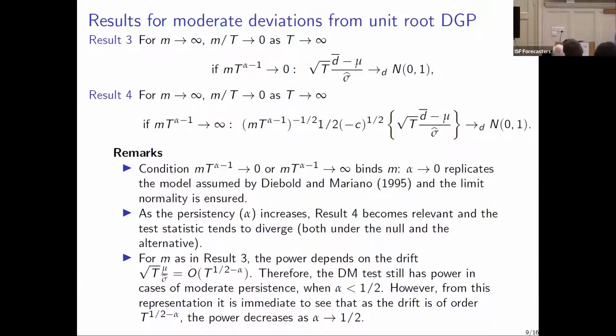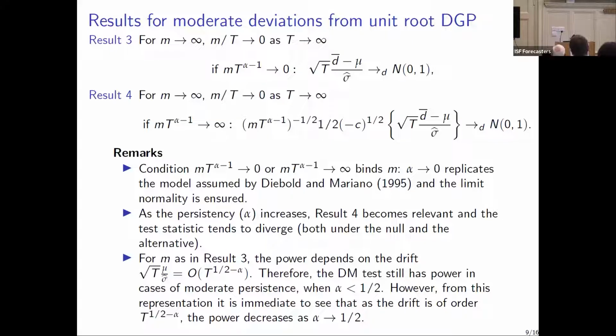Right, so then results 3 and 4 move a little bit further away from this very, very close to 1 situation, and it moves to not so close to 1, but still fairly highly correlated. And you get two results, 3 and 4. Now these are organized by this m to the t alpha minus 1 going to 0 or to infinity. And that's a way we can read how big is the bandwidth in this context compared to t.